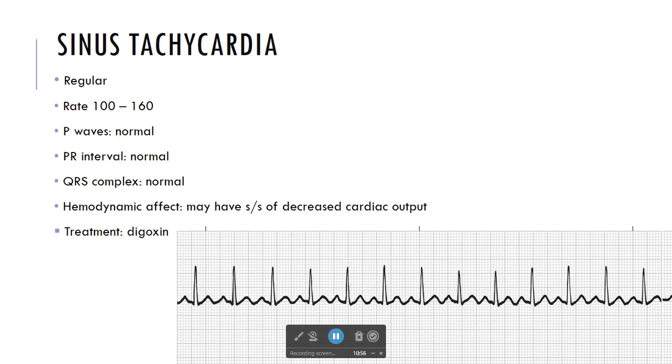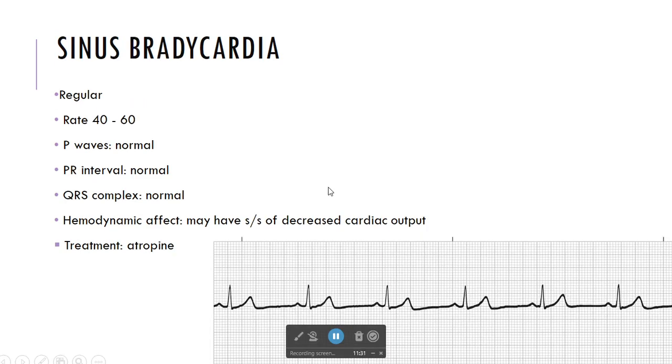So the treatment for sinus tach, if they are symptomatic, then we would give digoxin to slow their heart. Now, just because somebody's in sinus tach does not mean that we have to treat it. It is a common occurrence if somebody gets up and walks, or runs on a treadmill, or if you're ill and you have fever or are in pain. So just because they have sinus tach doesn't mean you have to treat them. You have to identify what is going on with them and whether they are symptomatic.